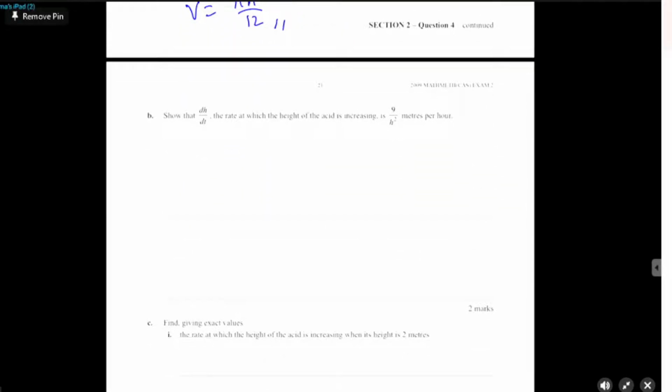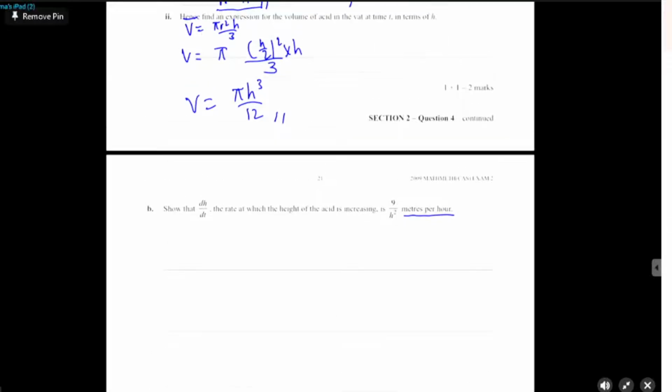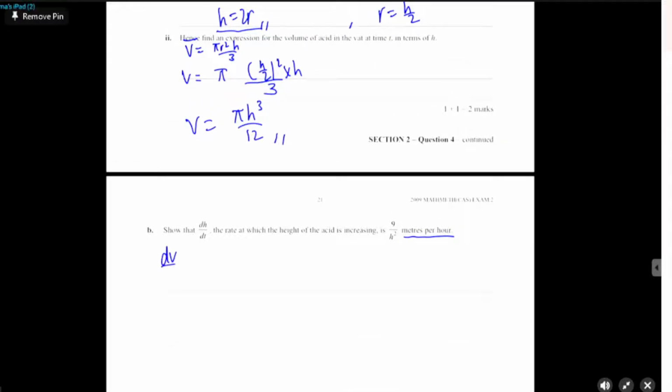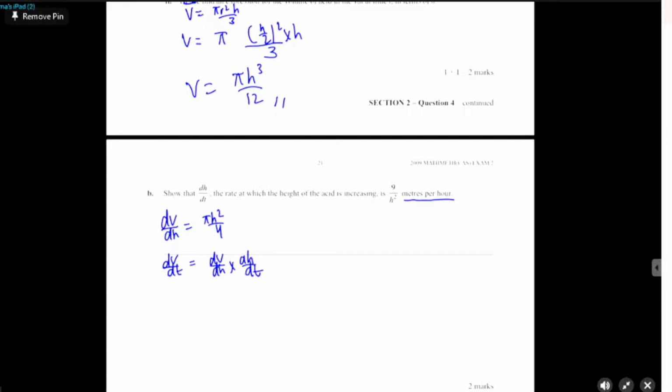Show the dh/dt of h. So the best way to do these questions is to look at the units. So this is meters per hour, so you instantly know that it's height over time. And so what you're doing is, first you have to solve for dv on dh, which is pi h squared on 4. And then dv on dt is equal to dv on dh times dh on dt. And so it's asking to solve for dh on dt.